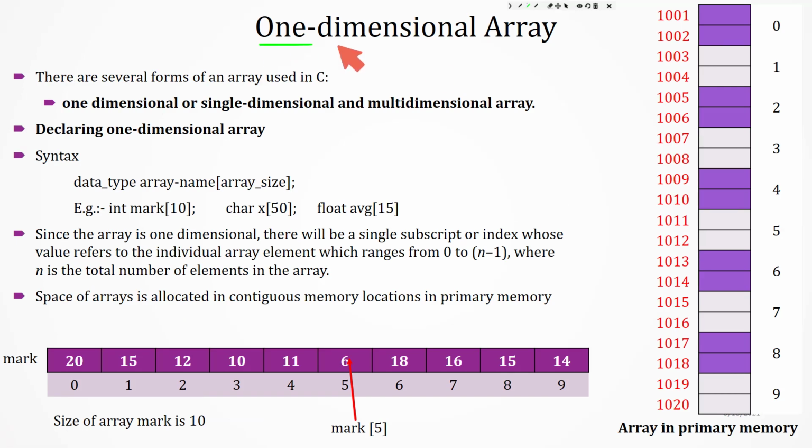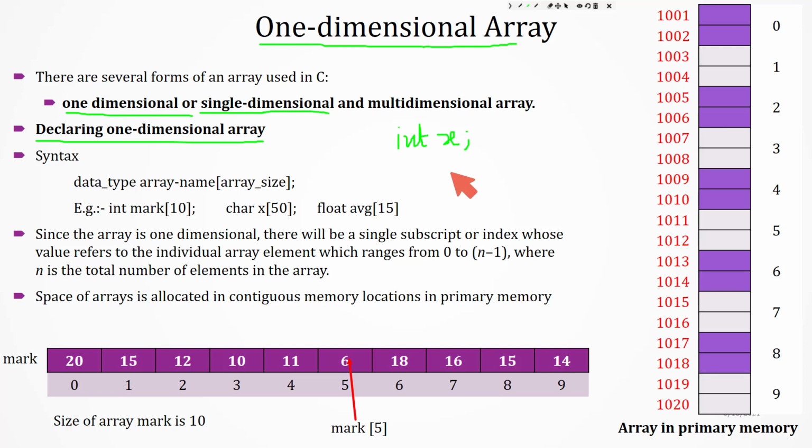So here I am going to discuss one-dimensional array. The earlier example is also an example for one-dimensional array. There are several forms of arrays used in C: one-dimensional or single-dimensional and multi-dimensional array. Anyway, in our syllabus we have to study one-dimensional. First one is declaring a one-dimensional array. So we all know how to declare an integer. Suppose int x. This is how we declare an integer.